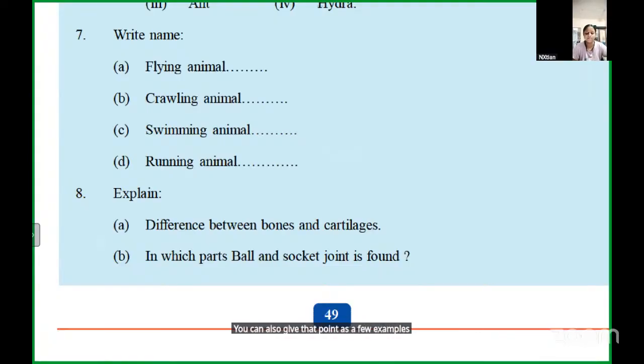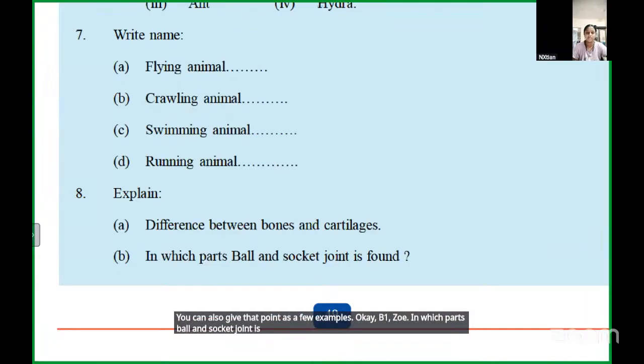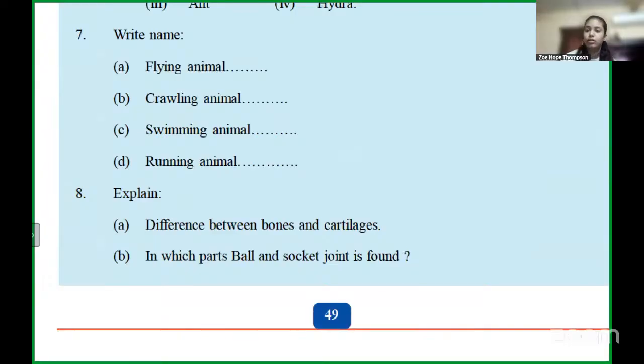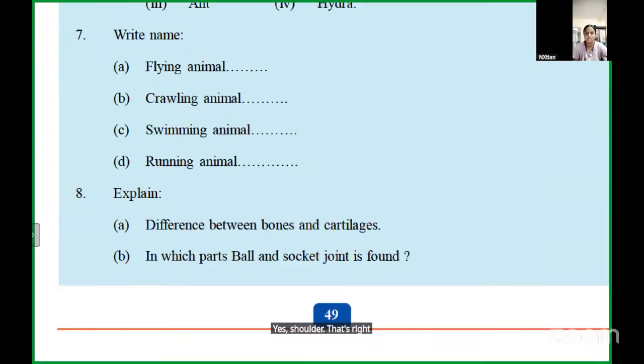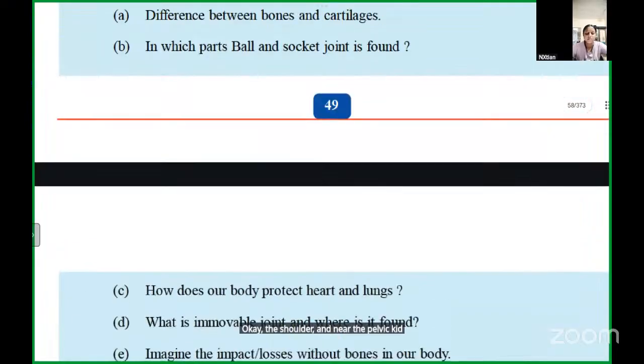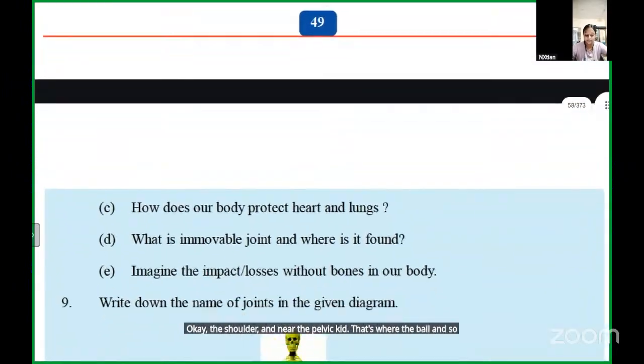Examples. Okay, Zoe. In which parts is the ball and socket joint found? Shoulder? Yes, shoulder. That's right. And also near the pelvic girdle. That's the hip part. The shoulder and near the pelvic girdle. That's where the ball and socket joints are found.